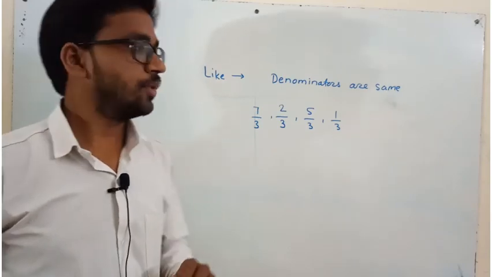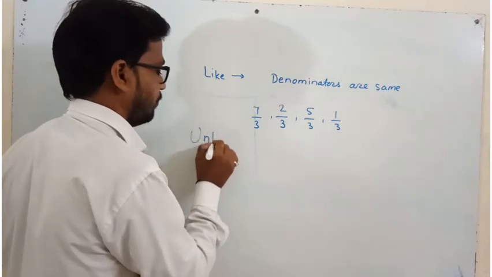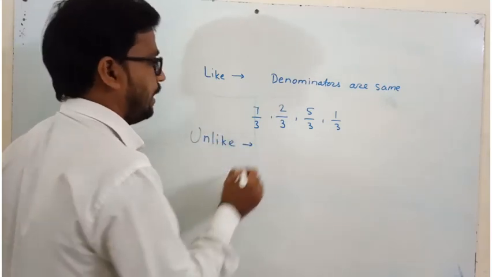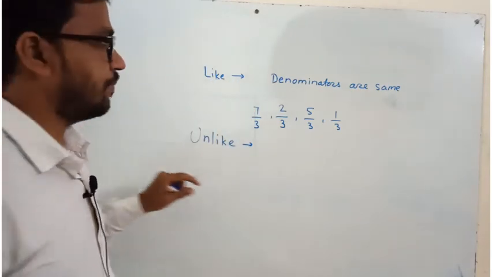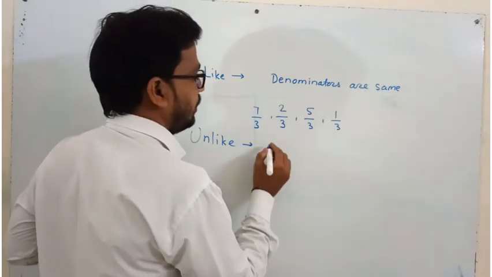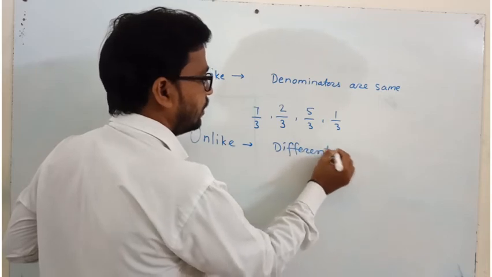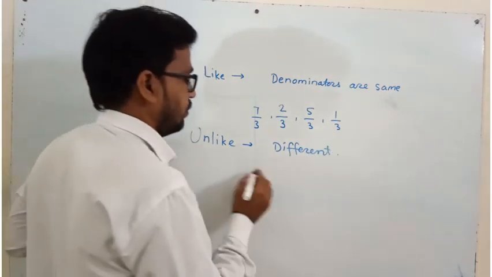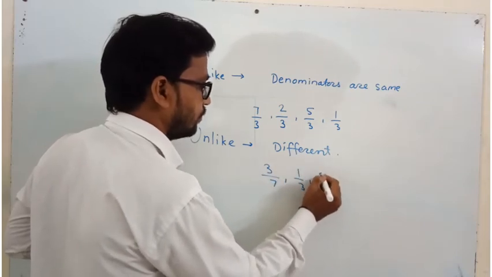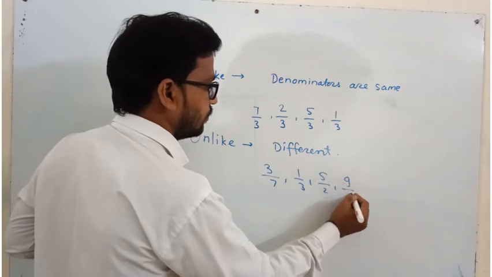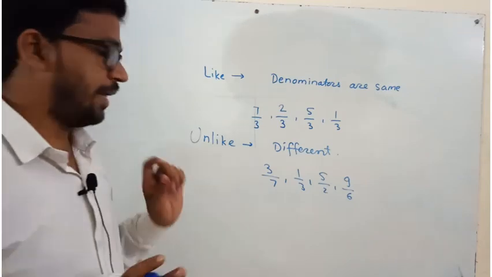Now the second is unlike fractions. Unlike fractions are totally the opposite of like fractions. In like fractions the denominators are the same, but here the denominators are different. So it will be like this. See here, all the denominators are different, so it is an unlike fraction.